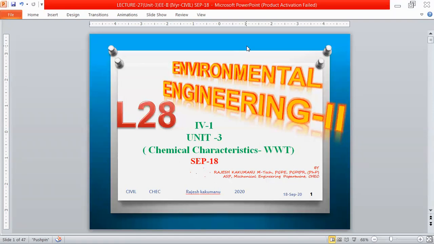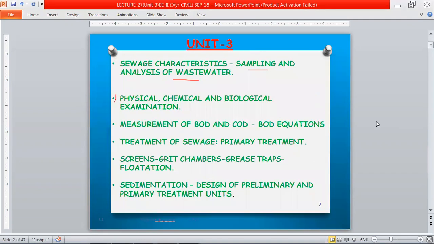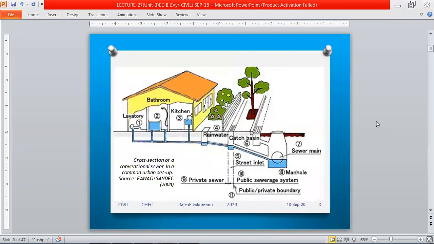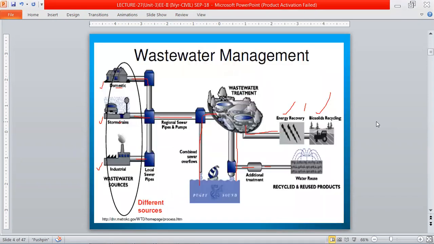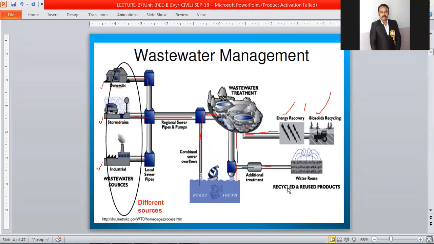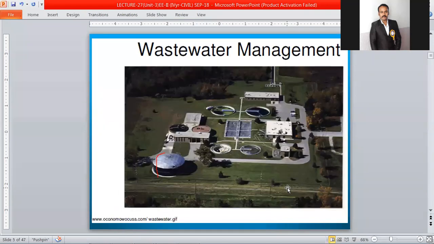In the physical characteristics you have seen various things like temperature, odor, and color. I think this figure will stay till the end of your Unit 3. This is wastewater management, so keep this figure in your mind: how the process is going on, how the water comes to the treatment plant, and later how it goes to the other areas. Next, this is the real picture of a wastewater management setup.